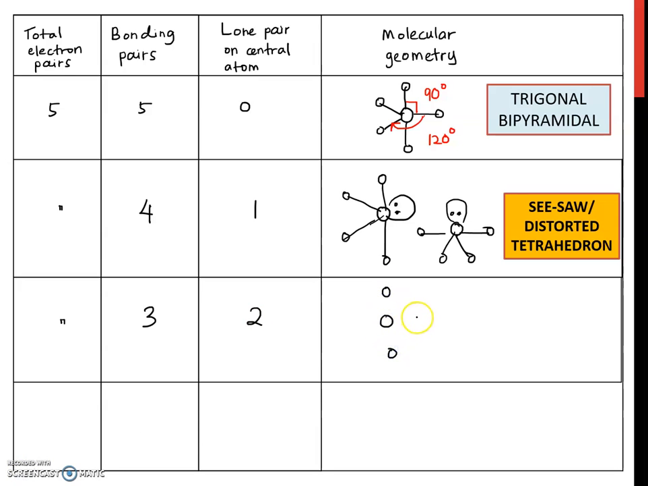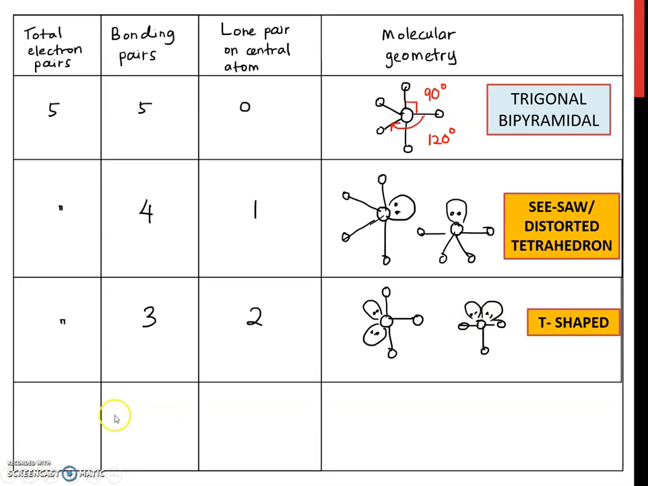1, 2, 3 atoms, so the lone pairs are on top of this. So the molecular geometry is T-shape. If you change the position, 3 atoms are bonded to the central atom and 2 lone pairs. So it looks like a T shape, bentuk T.